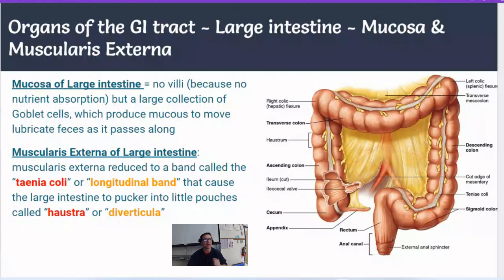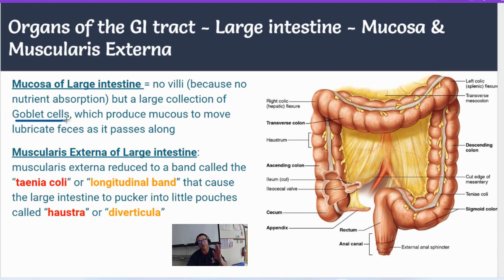All right, so we've reached our last slide. Large intestine, mucosa, and muscularis externa. All right, so the mucosa of the large intestine has no villi, no finger-like projections that increase surface area like in the small intestine, because there's very little to no nutrient absorption here. So we're basically removing the last bits of water from the feces before it's excreted from the body. It has a large number of goblet cells.